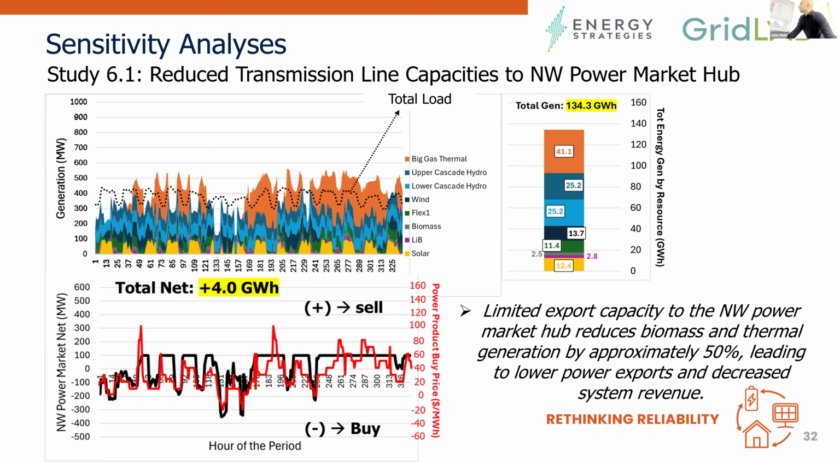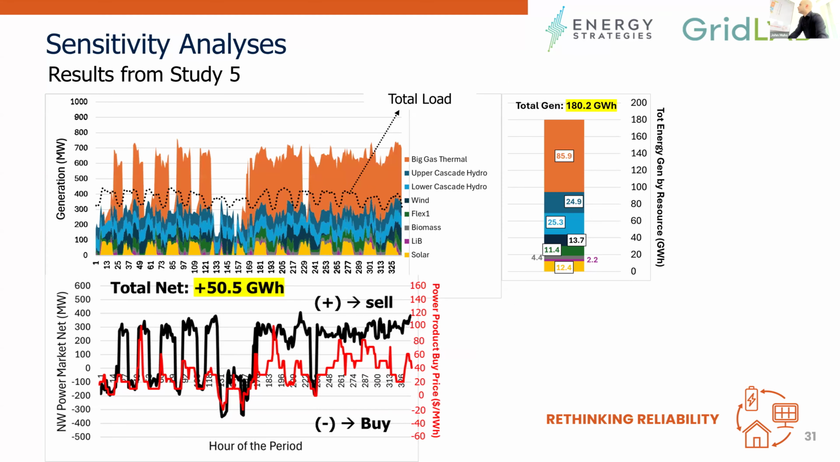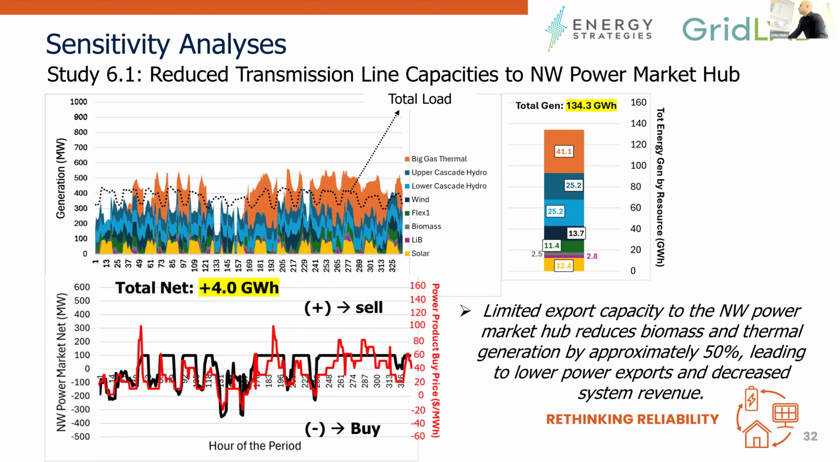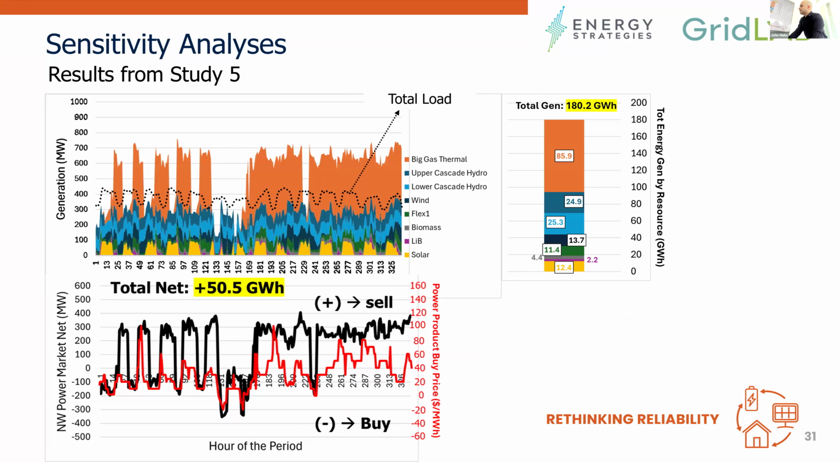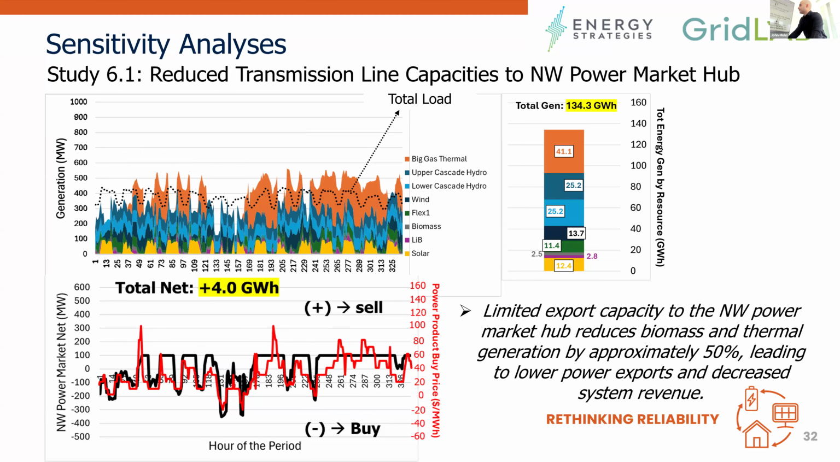And also the other change is the change in the biomass. So by making this change, we see that the model changes the dispatch of the two resources. So we need to decrease the generation, and those two resources that are selected for this decrease are thermal units and biomass, and both of them are decreasing by 50%. And also the total net of the exports decreases from 50 gigawatt hours to 4 gigawatt hours.